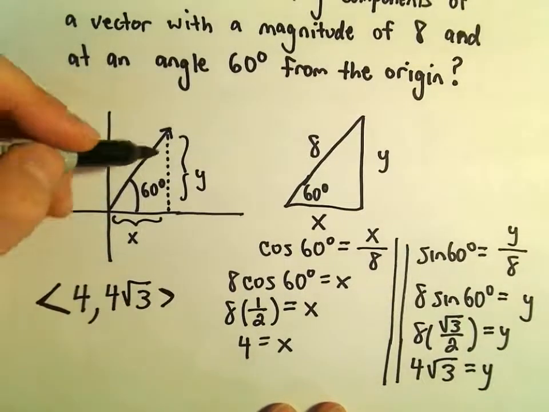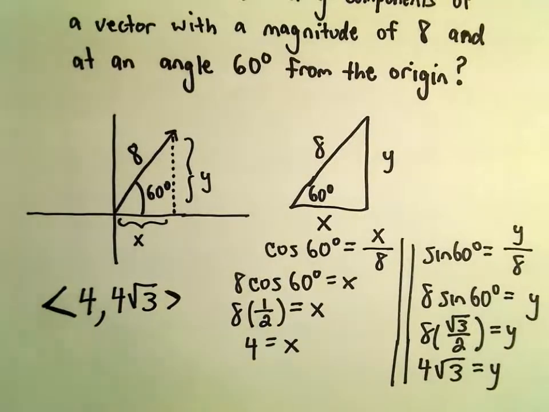So that's it. This original vector would have components 4, 4 square root of 3.